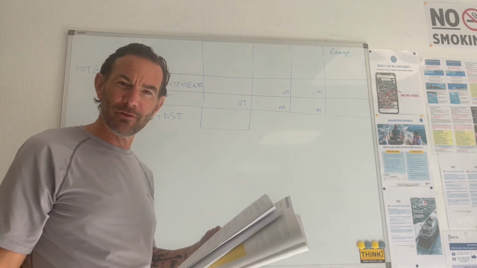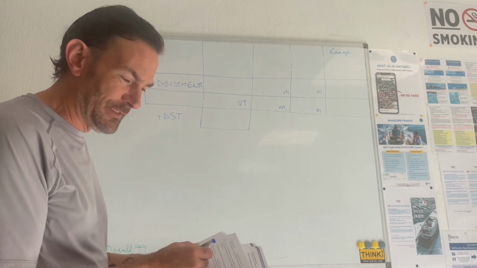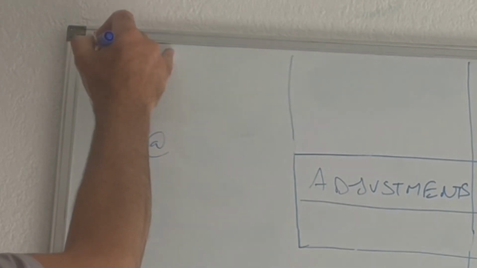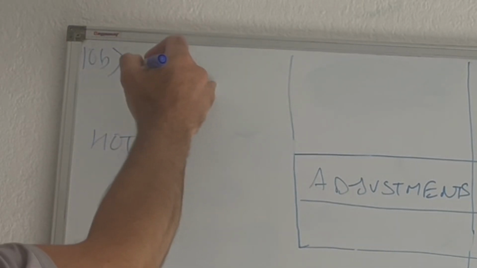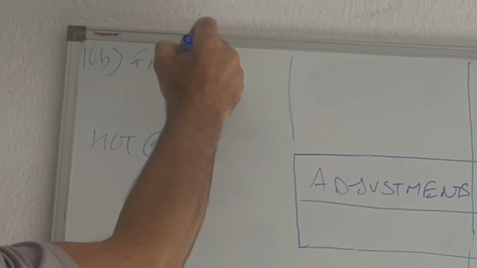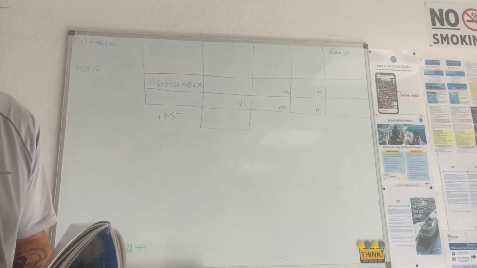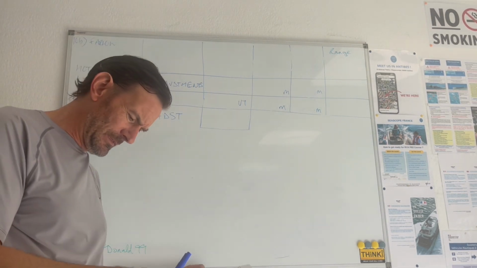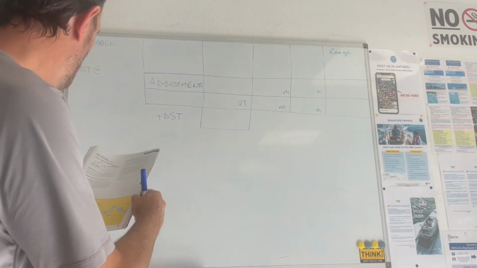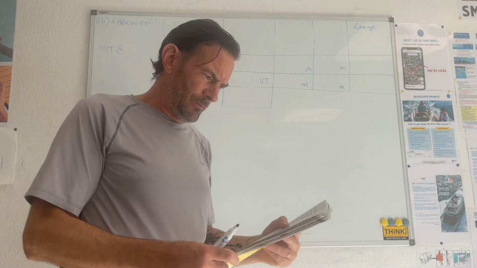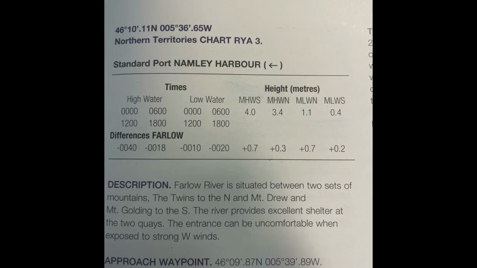The next one we'll have a look at then is 10B, and that is Farlow River. Same process then, Farlow. Find out what page it is, page 61. And we have a look at Farlow, and it tells us the standard port is Namley Harbour, however you want to say it.